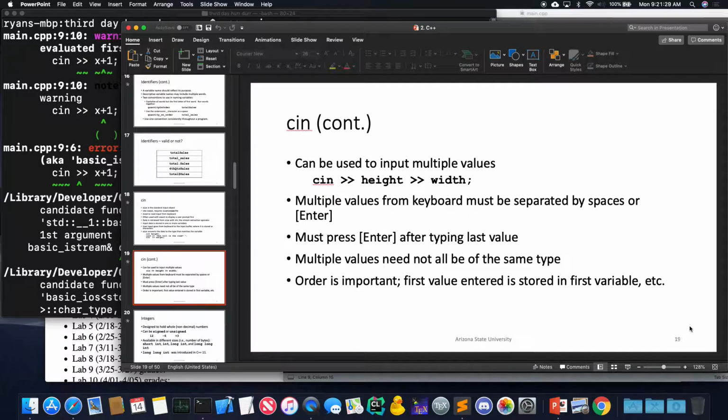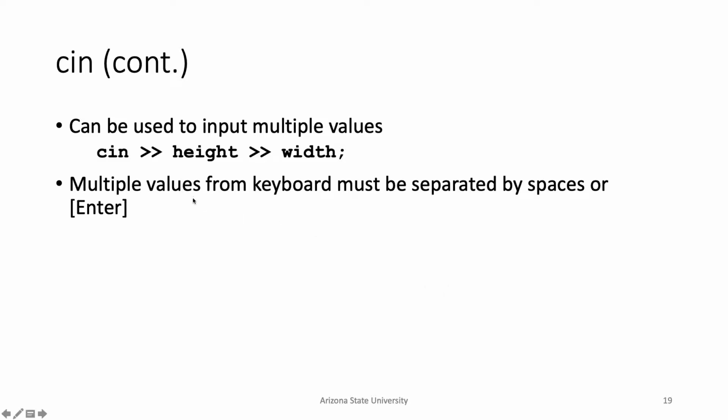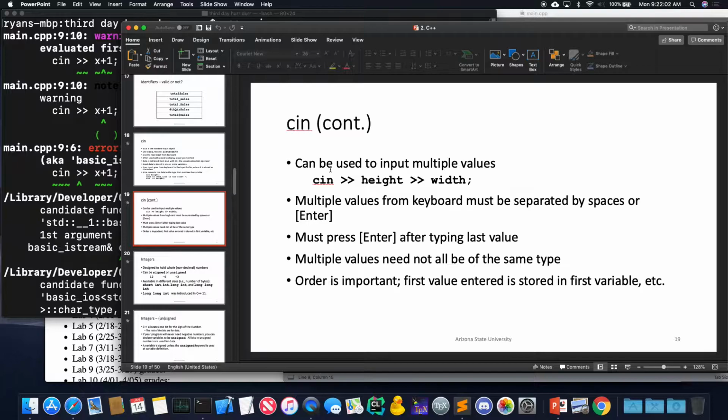So let's get on to more cin stuff. You may wonder, like cout, I can output multiple things at the same time by putting more less than symbols and then stuff after them. You can do the same thing with cin. If you wanted to input multiple values at once, instead of having a cin, cin, cin, I can do it all in one line, which is a nice time saver. Values from the keyboard must be separated by spaces or enter. So this is actually pretty interesting.